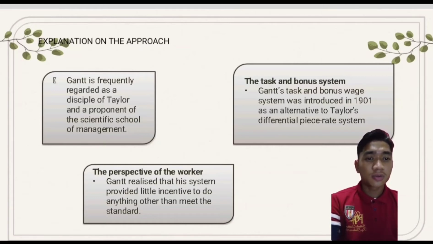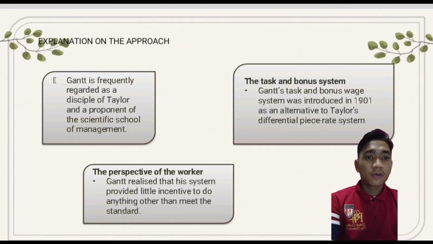The task and bonus system was introduced in 1901 as an alternative to Taylor's differential piece rate system. With the Gantt system, the employee receives a bonus in addition to his regular day rate. If he completes the task for the day, he gets the bonus, but he would still receive the day rate even if the task was not completed.